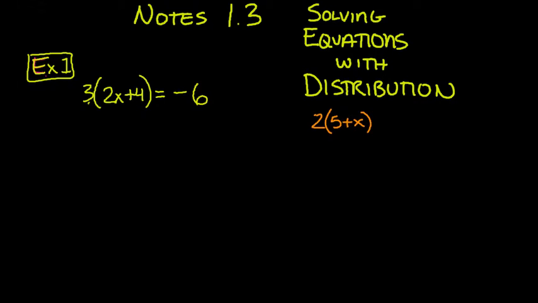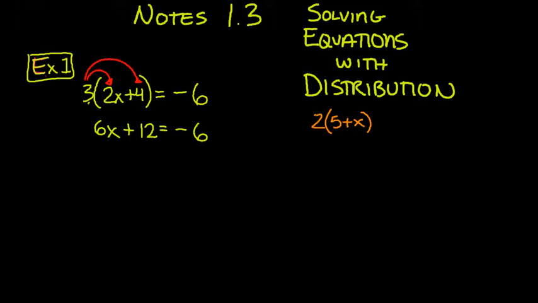So if I start with this, this 3 is going to distribute itself to the 2x, and it's also going to distribute itself to the 4. So let's see what happens when we do that. The 3 times the 2x is going to turn into 6x. The 3 times the 4 is going to turn into a positive 12. And then, of course, there's an equal sign and a -6. Now that we distributed, you can solve it.